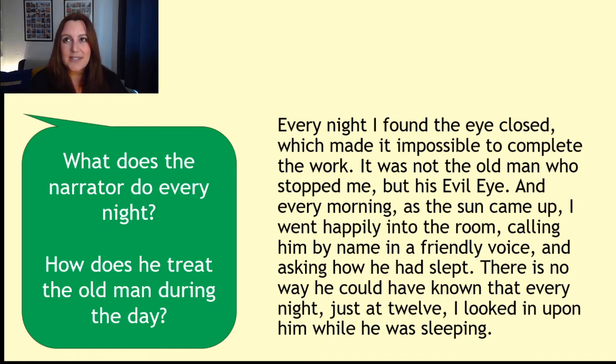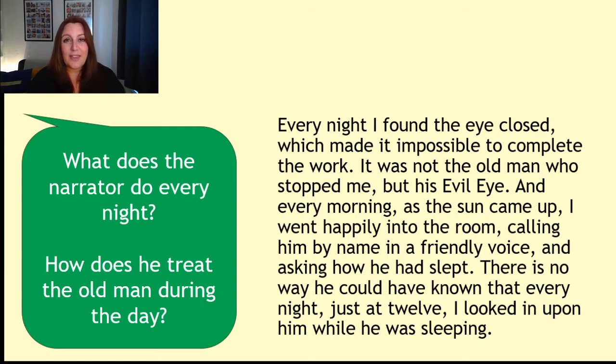Now, what does he describe this eye like? Which creature has an eye like the old man's eye? Yes, a vulture. It's blue, it's got a film over it, and we guessed that the old man is blind in one eye. So what does the narrator decide he's going to do because he dislikes this eye so much? That's right, he decides he's going to kill the old man.